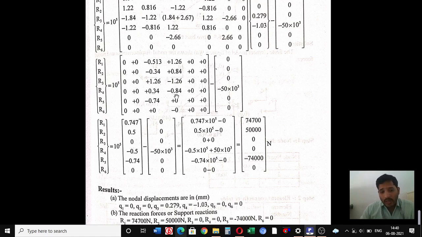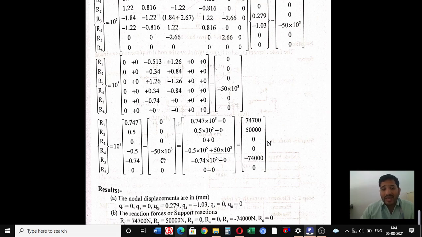0.34 minus 0.84, it becomes minus 0.5. If you add minus 0.74, because here no positive above the 1 value, is it right? So for that reason we can consider it as minus 0.74. We can add, as well as here also overall 0 only. Clear? After that, the same matrix we have to represent here also.